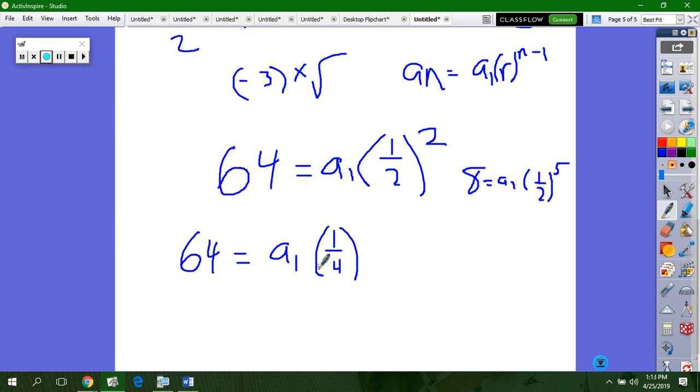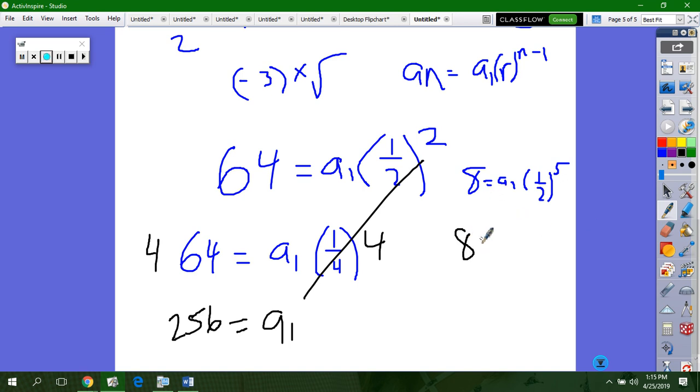So how do I get rid of timesing by a 4th? I times by 4 to both sides. So a sub 1 is 256. Now let's check it over here just to show you it doesn't matter which equation you pick. So I have 8 equals a sub 1 times 1 over, in this case, 32. So how do I get rid of that 32? Times by 32, and 32 times 8 is 256. See how either way it gets us back there?